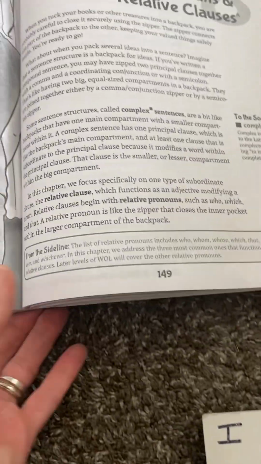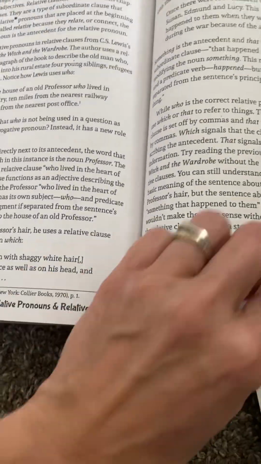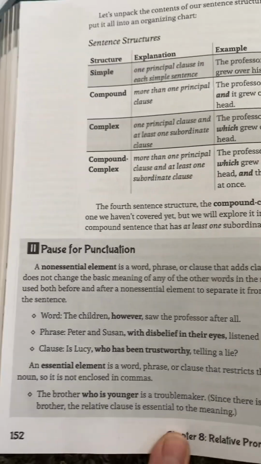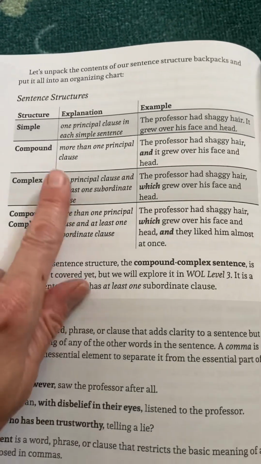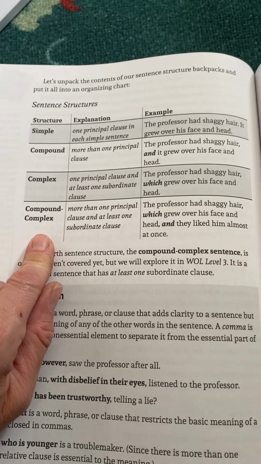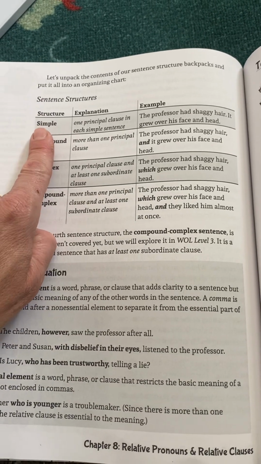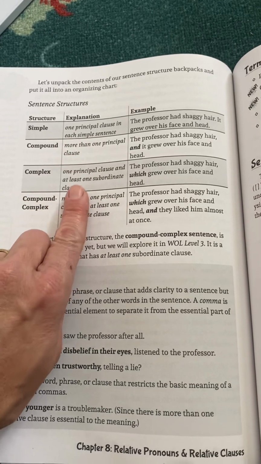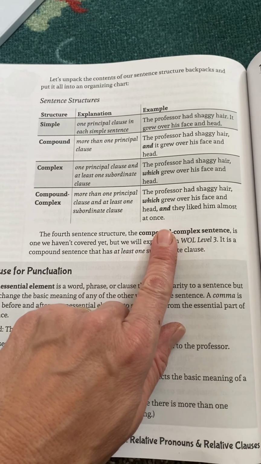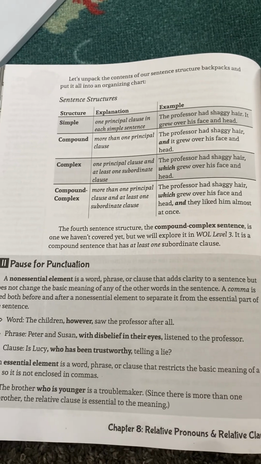Okay, so let's go back to page 149. Remember, there are 4 types of sentences. Page 152: we have simple, compound, complex, compound complex. I want you to pause the video and read through the explanation of each one and then read this example as well. Okay, pause it and look over this chart. And when you're done with that, start the video again. Push play.